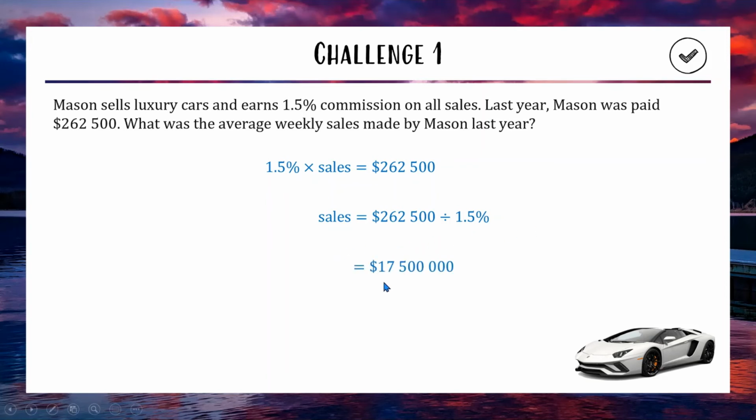Okay, so working backwards, he's sold this amount of cars. 1.5% of this number is equal to 262,500. Whatever method you used, if you got that same number, you did really well, so good on you. Let's try another one.